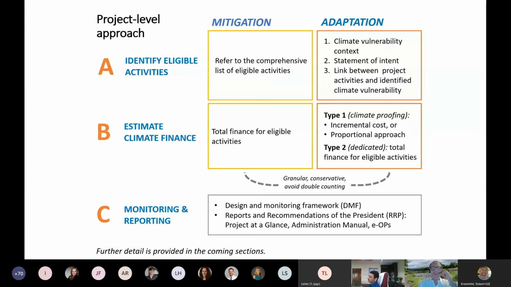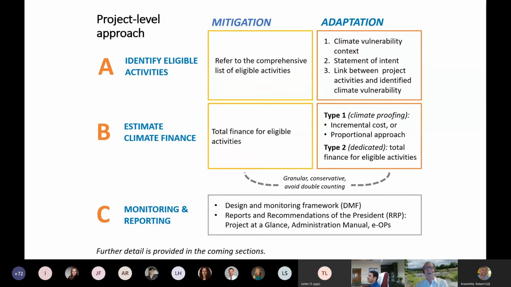Now, I think, as was highlighted, context matters. So in adaptation, you need to know what situation the project is being put in. Are you in a possible drought, a possible flood, extremes on both ends? And what is the intent of the project? Then what is the link between the project activities and the identified climate vulnerability? So here, from an MDB perspective, you really need to make the causal link on the theory of change that this is a climate-related project.